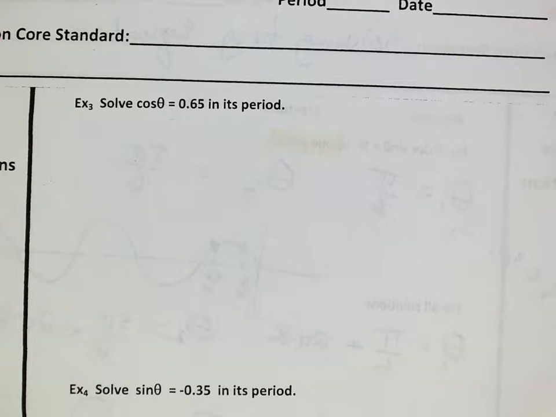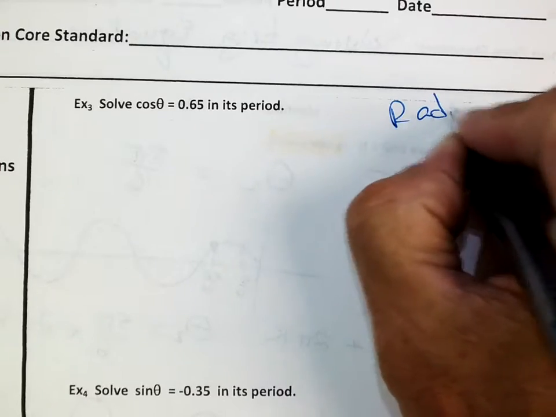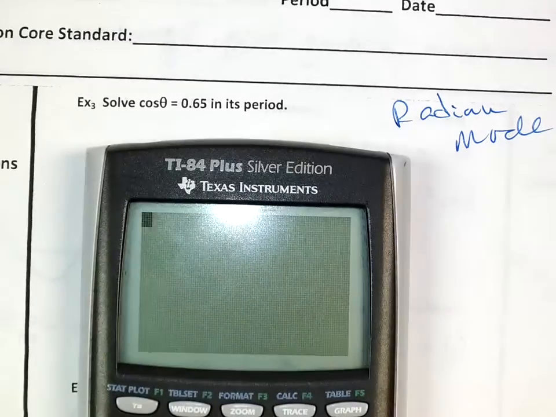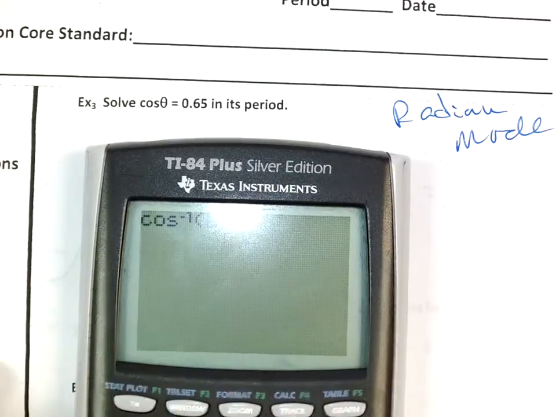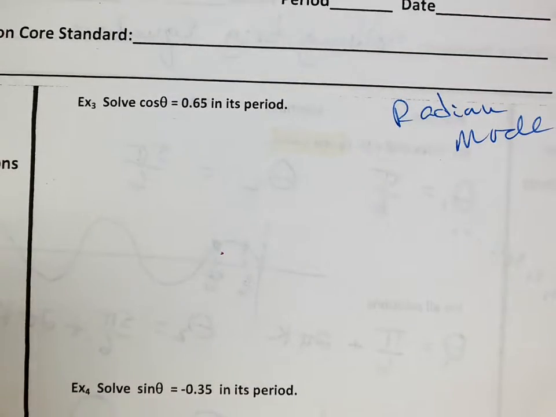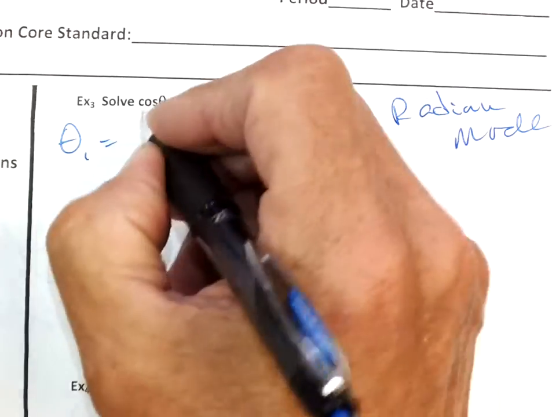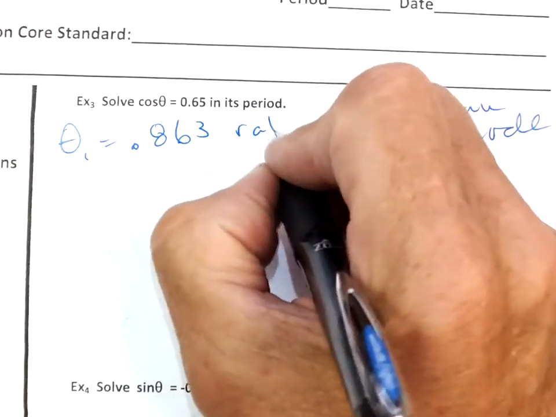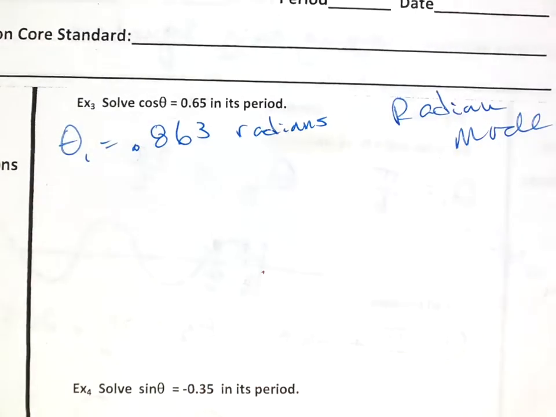You getting used to that radians? Radians like 3.14, 2.14, it's an angle, okay? So, how are we going to get this answer? How do you find the angle? What button do you push? We're going to push the inverse, right? And let's make sure we're in radians mode, okay? So it's going to go cosine inverse of 0.65. And I've got a 0.86. So theta 1 is 0.863 radians.